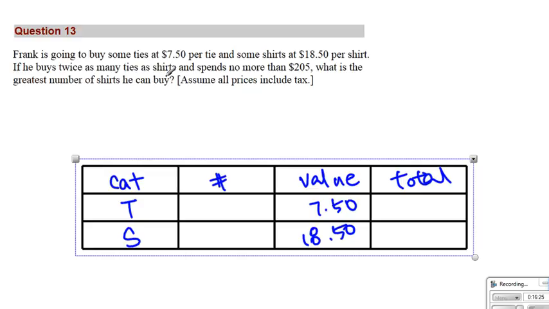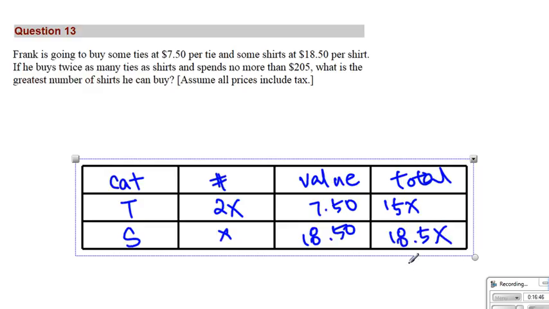Twice as many ties as shirts. So that means shirt will be x, this will be 2x. Therefore, when you combine 2x times 7.50, it becomes a total of 15x. Here we get 18.5x.